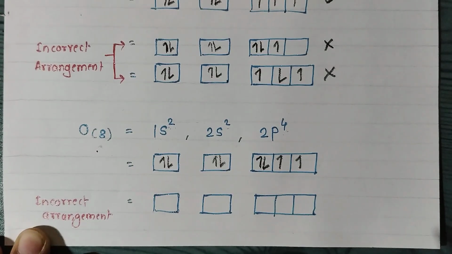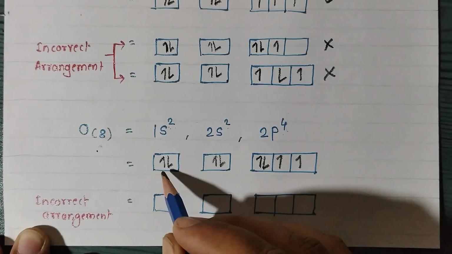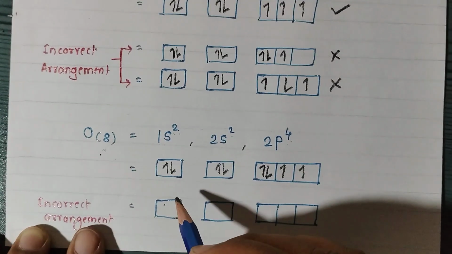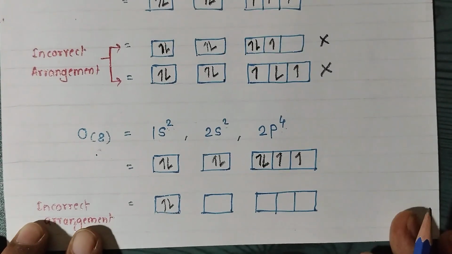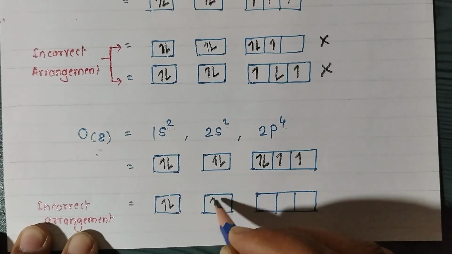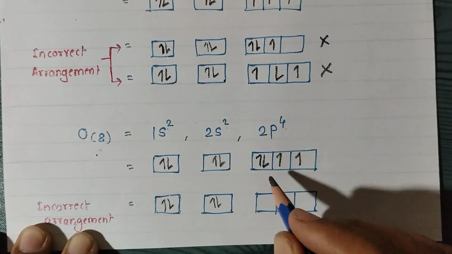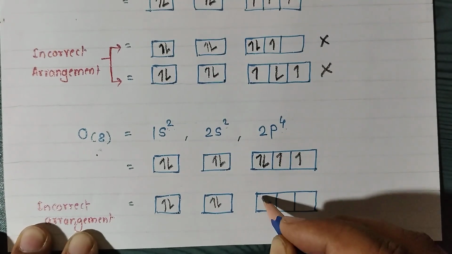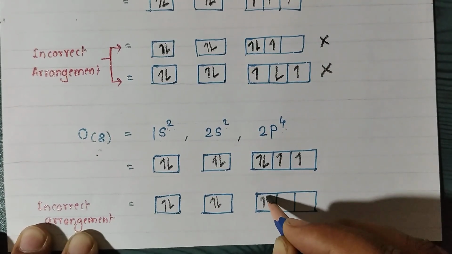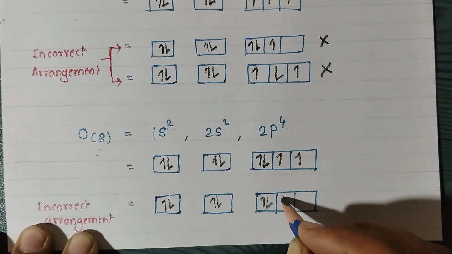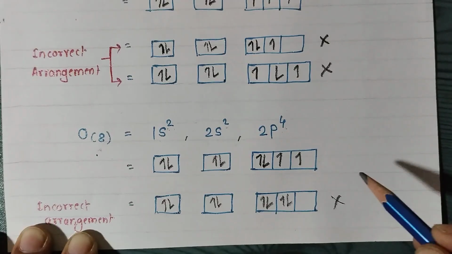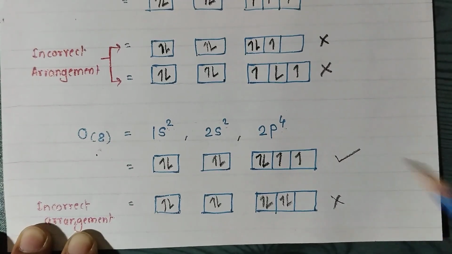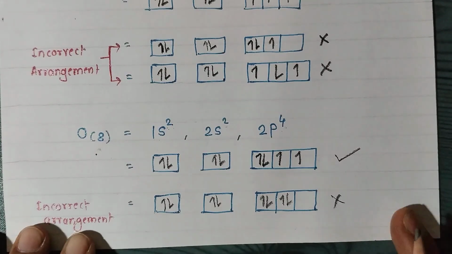So what is the incorrect method? Suppose in the 1s we fill these 2 electrons, and in the 2s we fill these 2 electrons, but here there are 4 electrons, so we cannot fill 4 electrons in this way, 1, 2, 3 and 4. So this is a wrong method of filling these electrons, but this is the correct method of filling these electrons.